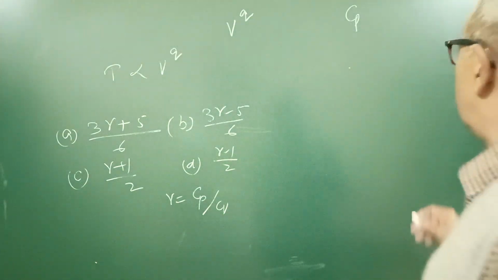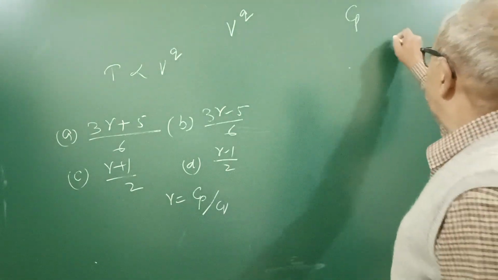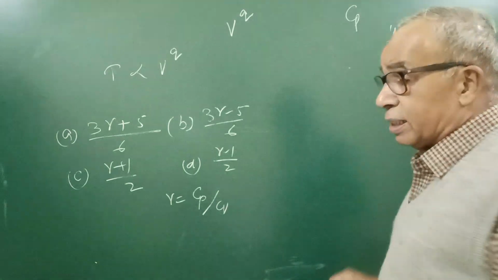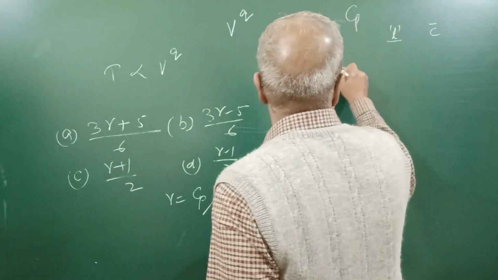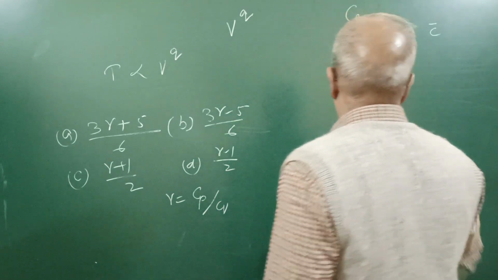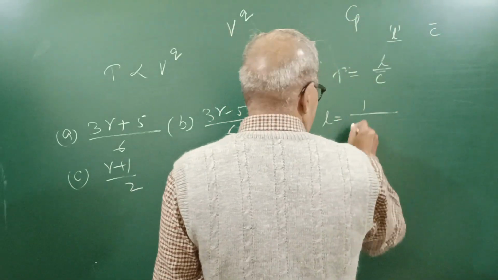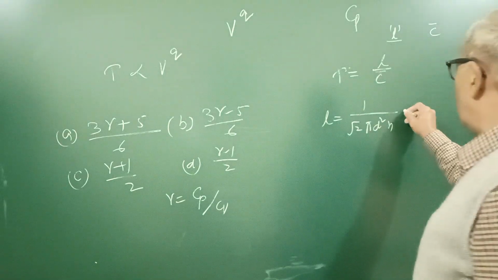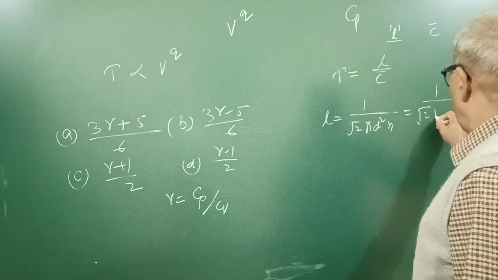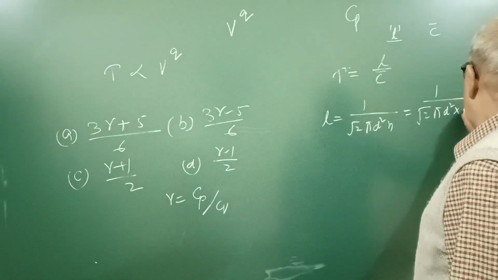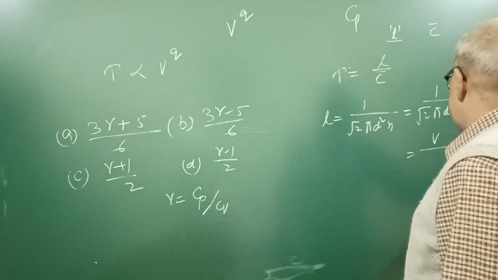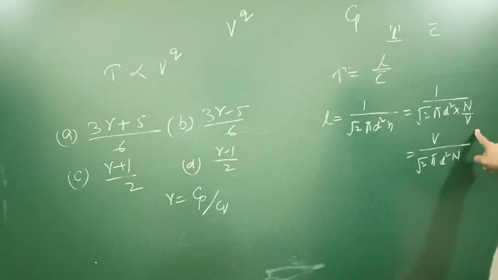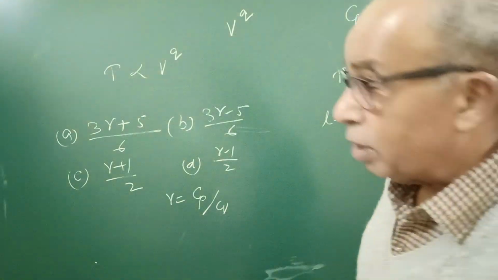So the time of collision actually means, if L is the mean free path and C bar is the root mean square speed. What is mean free path? The distance traveled by molecules between any two such collisions. So that time interval is distance upon speed, L upon C bar. But you know, L is equal to 1 upon root 2 pi d square n, where n is the number of molecules per unit volume, so 1 upon root 2 pi d square into N upon V, that is V upon root 2 pi d square N. N is the total number of molecules and V is the volume, so small n is the number of molecules per unit volume.